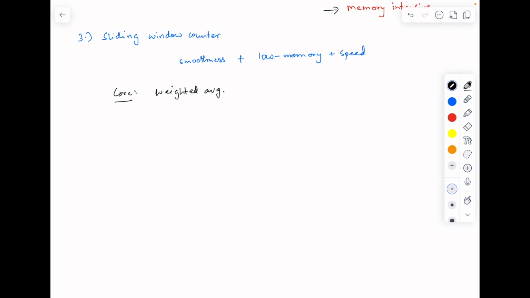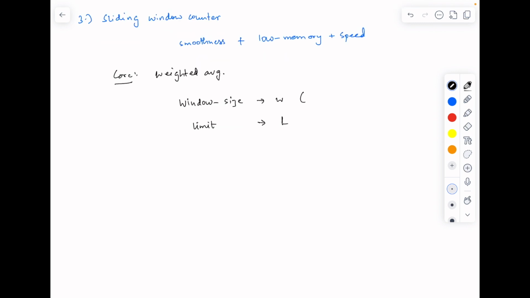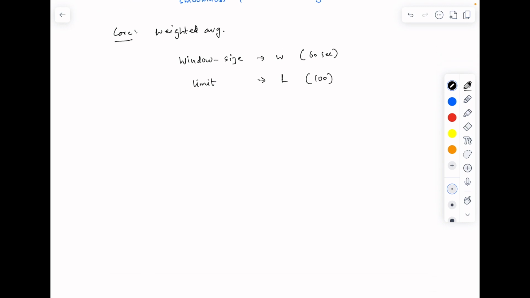Okay, let's consider a window size W, and let's consider our limit on the number of requests to be L. For our example, let's consider the window size to be 60 seconds, and let's say we will allow 100 requests inside this 60 seconds. Now the calculation, or the sliding part. How we do it is, we first determine the current window and the previous window.